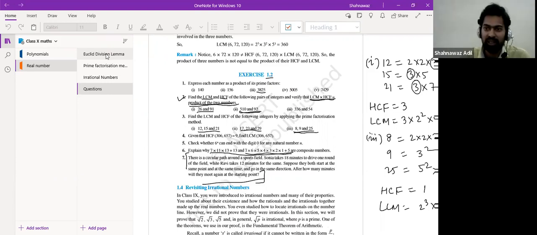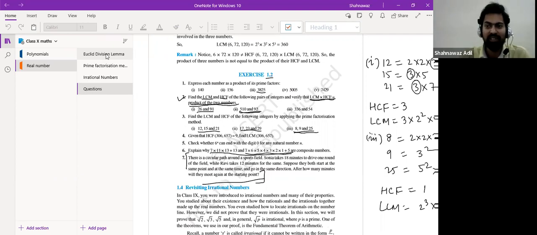Sorry? Like divisor is equal to. Yes. So Euclid division lemma is that... Oh yes, the division statement is that your dividend is equal to divisor into quotient. Quotient. It is quotient. So divisor into quotient plus remainder, right?